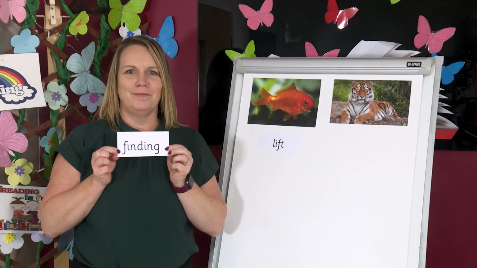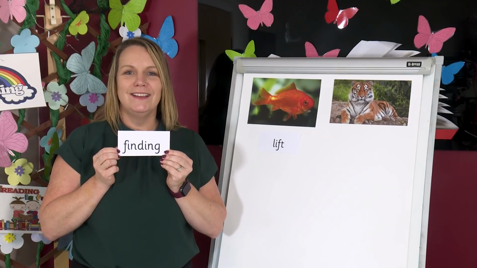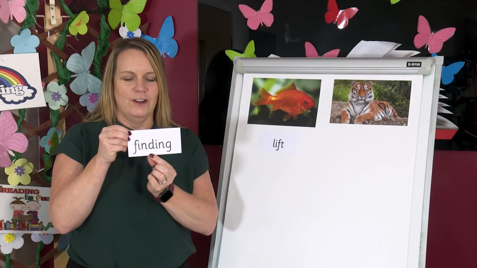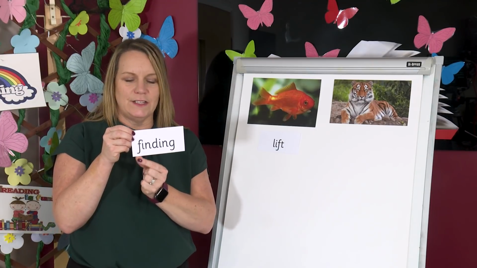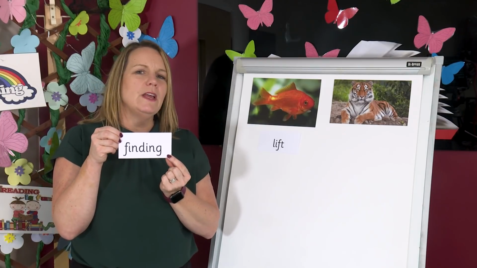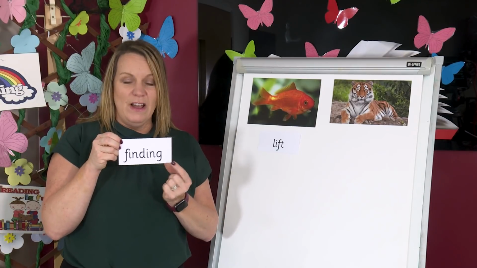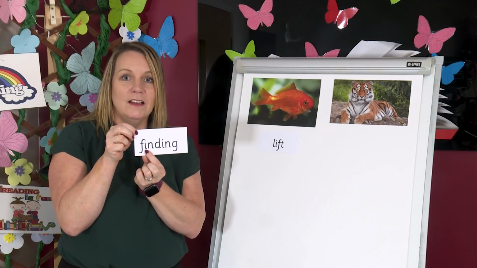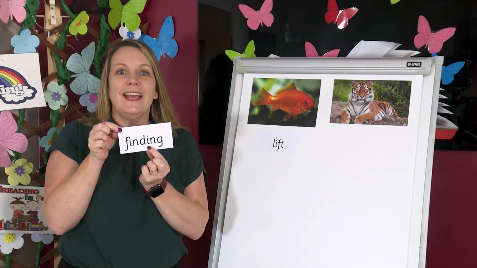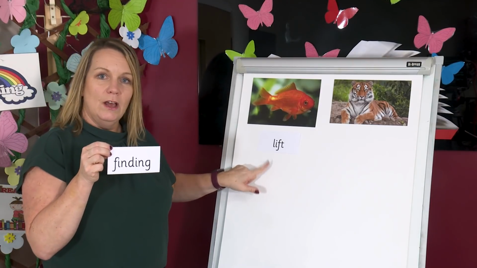Okay, let's do another. Read the word. Does it have I or I? Help me work it out. Tell me, is it f, I, n, d, I, ng, or is it f, I, n, d, I, ng? Point to where you think I should put it. Yes, it's finding. Finding has the sound I here, so I could pop it here under the tiger. But just here, it has the sound I at the end of the word. So that means it could go under the fish over here.